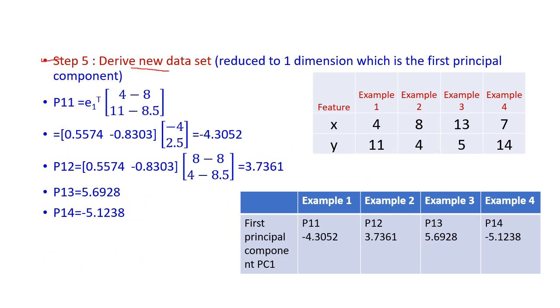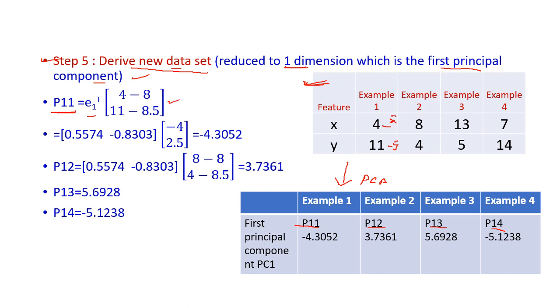And now we have to derive a new data set that is reduced to a one-dimensional data set with the first principal component. So this is our original data set. From the original data set, we need to derive a new data set with PCA, only principal components. So this is P11, 12, 13 and 14. P11 is equal to E1 transpose multiplied by (4 minus 8, 11 minus 8.5). 4 minus 8 means x bar, and 11 minus 8.5 means y bar.